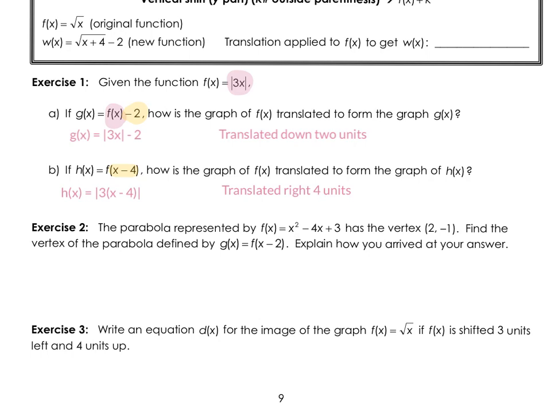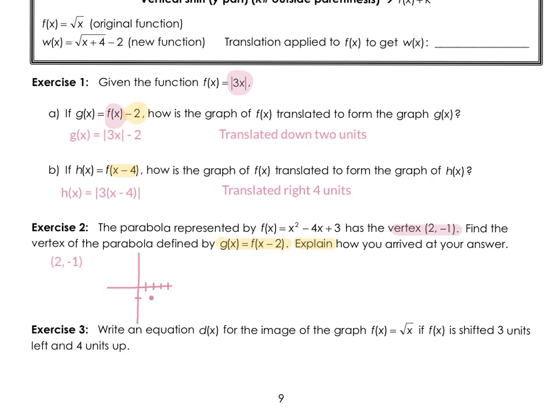Okay, let's look at exercise 2. The parabola represented by f of x equals x squared minus 4x plus 3 has a vertex. Now this is a little bit different. They're telling us what the vertex is. And we want to find the vertex of a parabola that's defined by this new function. And then we have to explain how we arrived at our answer. Well, if I look, it's starting off at 2, negative 1.